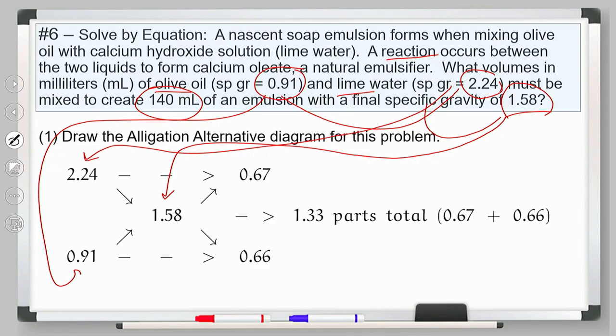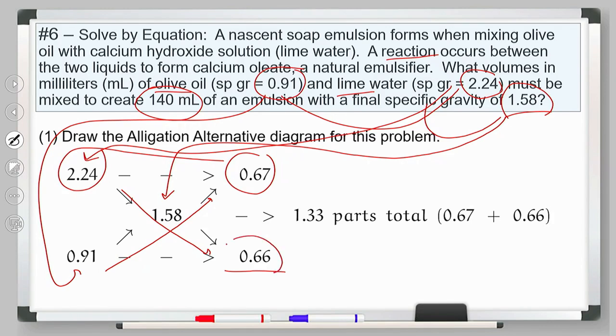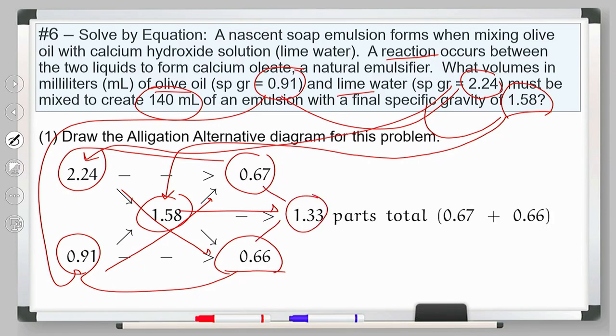So 2.24 minus 1.58 going down diagonally gives me a difference of 0.66. And again, that goes down low. Cross subtracting going up, 1.58 minus 0.91 is 0.67. And so this is the parts for the lime water that has a specific gravity of 2.24. This is the parts for the olive oil, which has a specific gravity of 0.91. And my final emulsion mixture is going to have a total of 1.33 parts, which is the sum of those two. All right. And remember, we want to know the quantities of each of these.